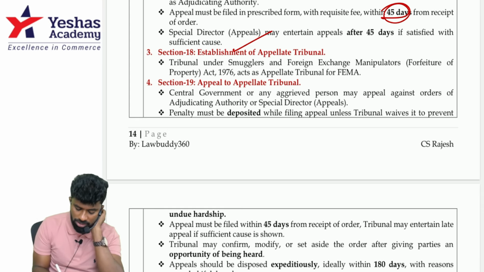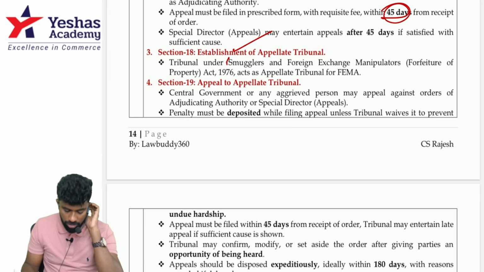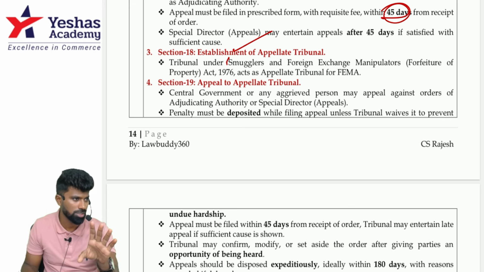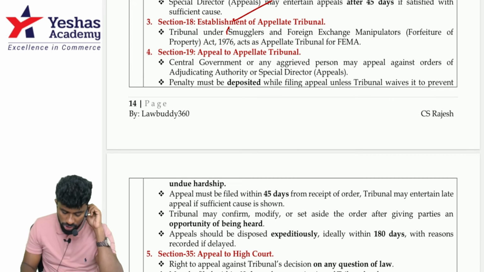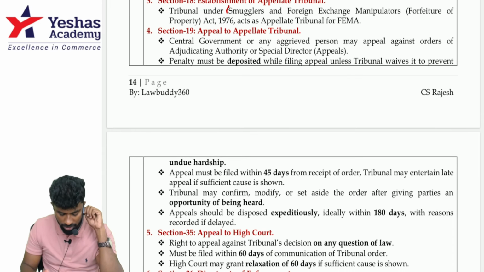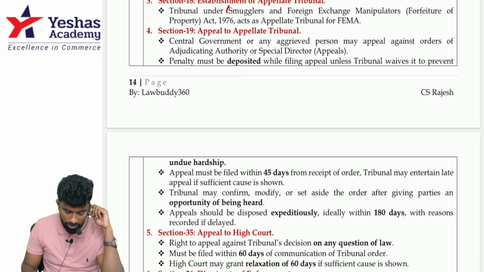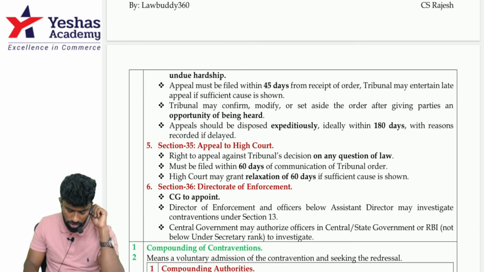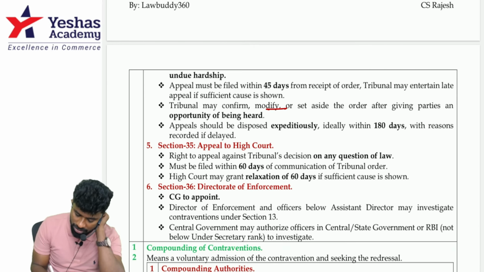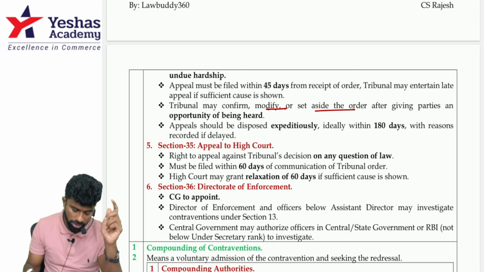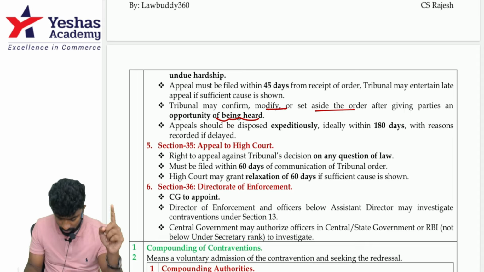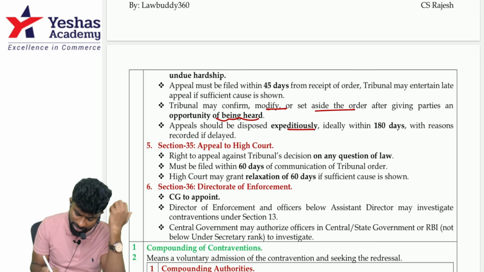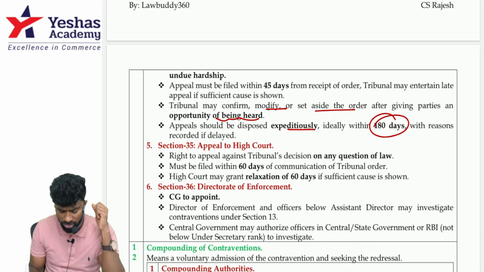Which tribunal is considered the appellate tribunal for the purpose of FEMA? The Smugglers and Foreign Exchange Manipulators Act tribunal is considered the appellate tribunal. Appeal to which tribunal? Appellate tribunal. An appeal should be filed within how many days from the receipt of the order? The tribunal may entertain a late appeal if there is sufficient cause. The tribunal may confirm, modify, or set aside the order after giving the parties an opportunity of being heard. The appeal should be disposed of as expeditiously as possible, but within a maximum of how many days? 180 days.